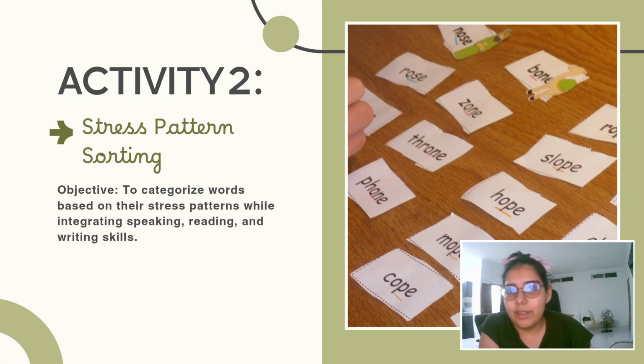Stress pattern sorting. The objective is to categorize words based on their stress patterns while integrating speaking, reading, and writing skills. The materials: cards with words of varying stress patterns. For example, photographer, photographic. And the procedure: students sort the cards into groups based on the stress patterns. They practice pronouncing each group of words, focusing on the correct stress. Discuss how stress changes the meaning and form of words.